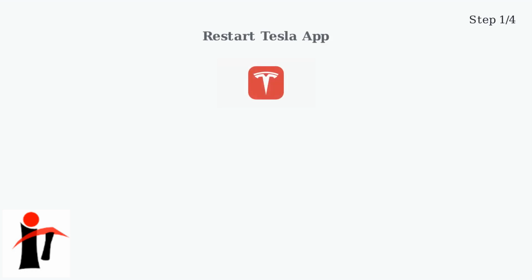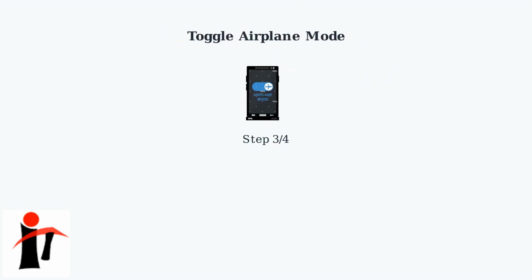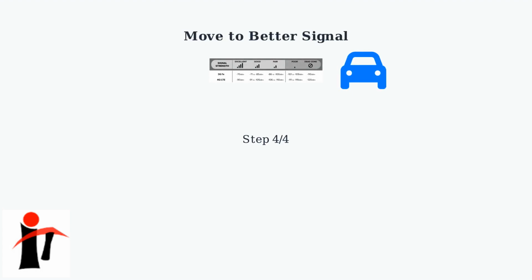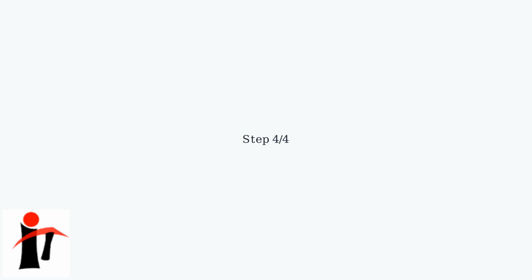If waking the car doesn't work, restart the Tesla app on your phone. Ensure your phone has a stable internet connection, either through Wi-Fi or cellular data. Try toggling airplane mode on and off on your phone to reset the network connection. Drive the car to an area with better cellular reception. A weak signal can prevent the app from reconnecting.